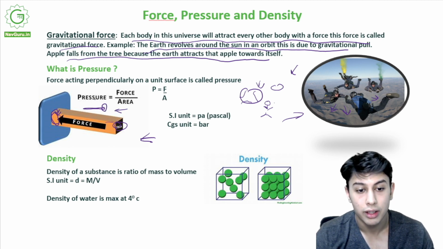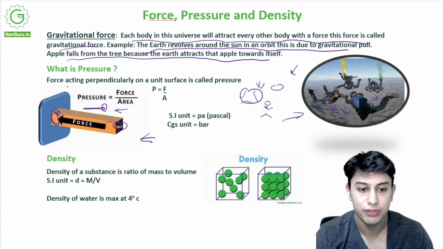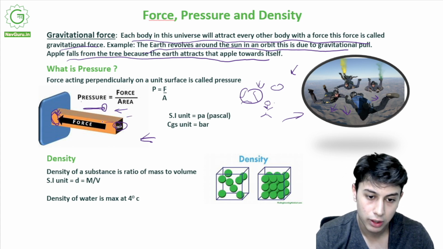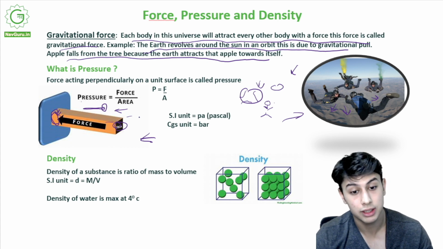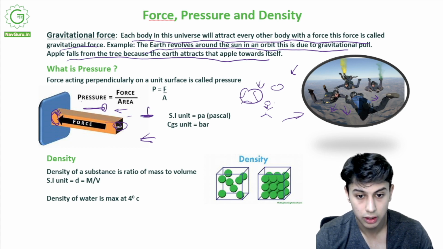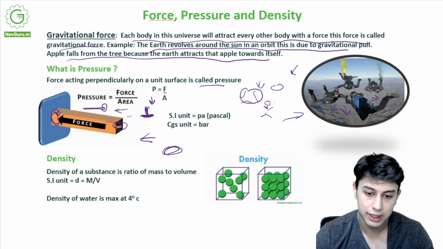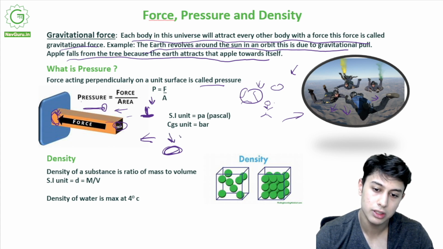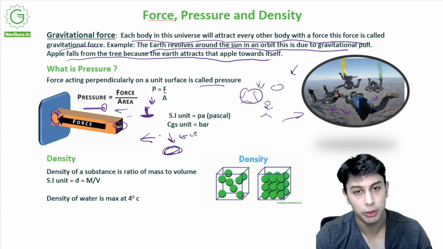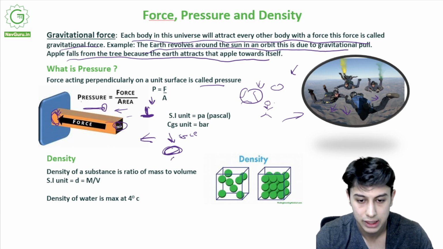Why? Pressure is force acting perpendicularly, at 90 degrees, straight from above, perpendicularly on a unit surface, and that is called pressure. I put some force on a particular area, on this particular unit area. This will be called pressure. It will not be called force, it will be called pressure because area is involved now.